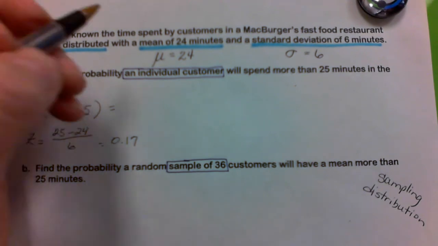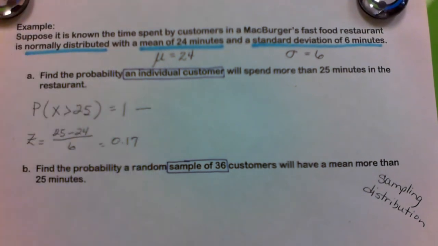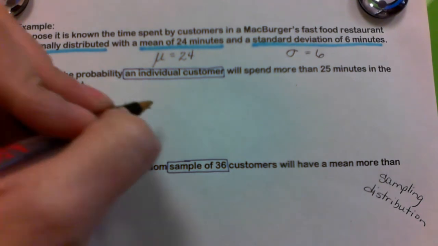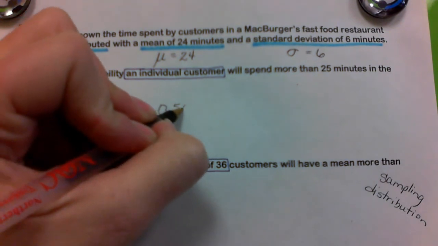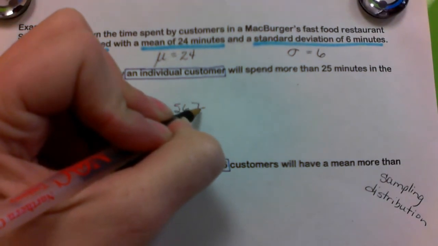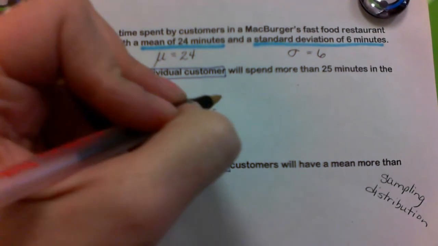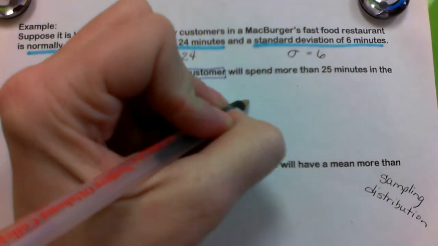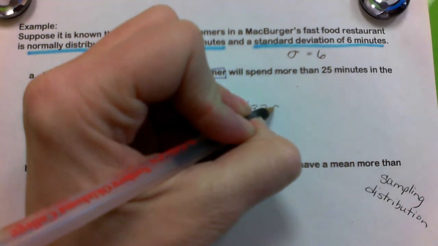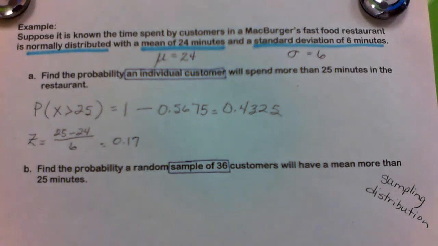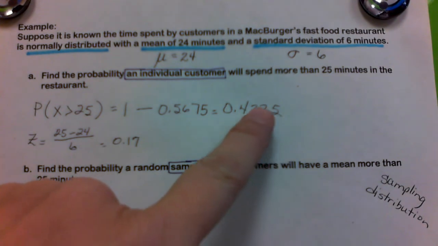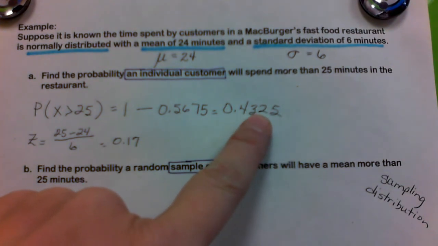This is a greater than, so I do 1 minus the number from the table. So I go to the table and look up 0.17 and I find 0.5675. Do that subtraction and we get 0.4325. So this is the probability that one person spends more than 25 minutes in the restaurant.